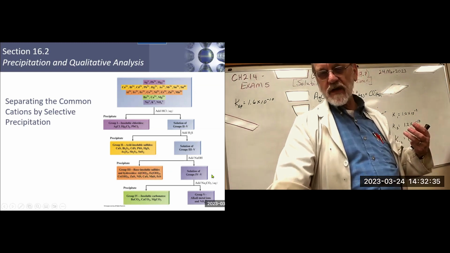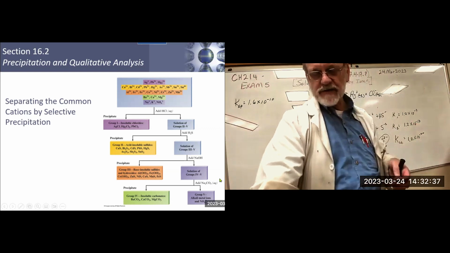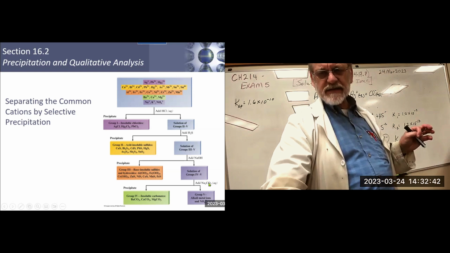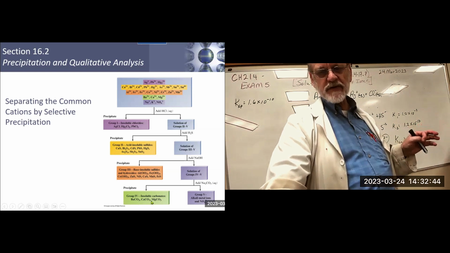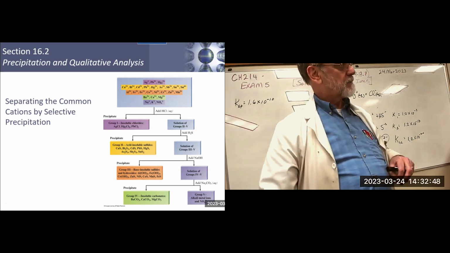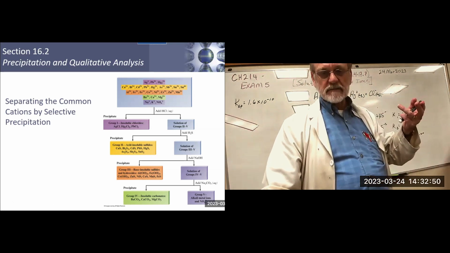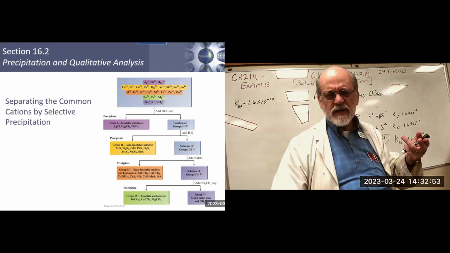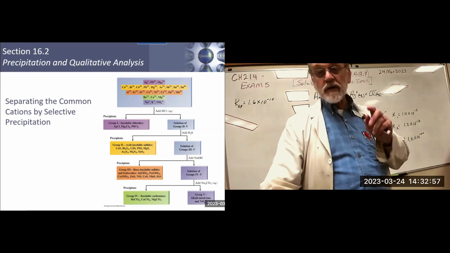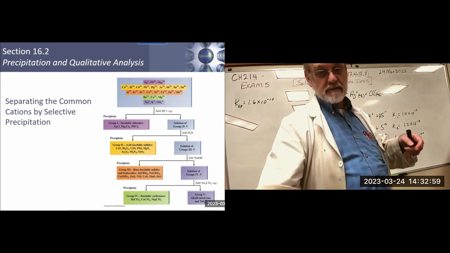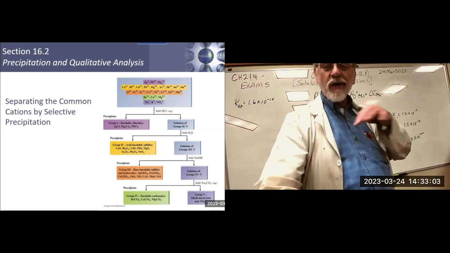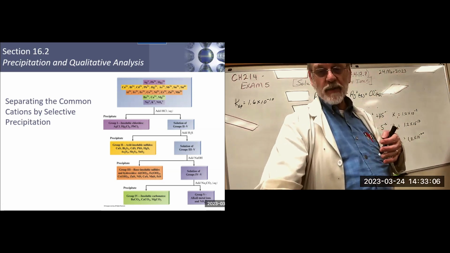And then the last one, you add carbonate, right? Sodium carbonate. And what it does is it picks up barium, calcium, and magnesium. All of the, let's see, do we have strontium in there? I don't see strontium. If strontium were there, it would come out with these guys, I think. So those are all alkaline earths that come out as the carbonates.